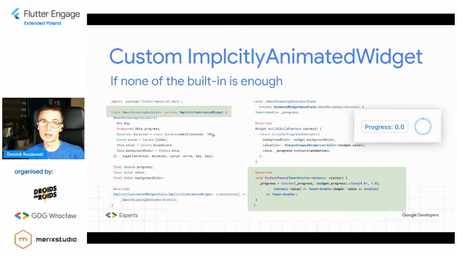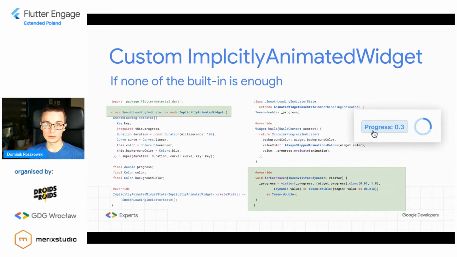However, sometimes the built-in implicitly animated widgets are not enough. And there is a very handy base widget that we can use, which is called ImplicitlyAnimatedWidget. And actually, all the other implicitly animated widgets are using this. But sometimes when you, for instance, want to animate something different than just some basic container property or basic position, you can use this base widget to create your own implicitly animated widget. And this is a very helpful thing to do.